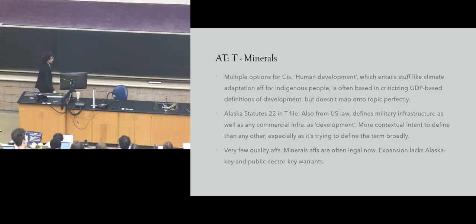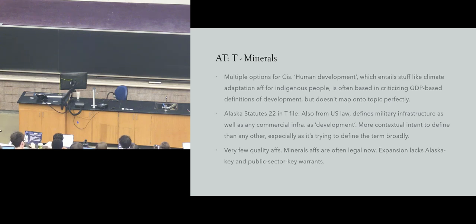Now, admittedly, the F angle on predictability is pretty good for T minerals, and it's generally what I would advise going for. There is a debatability case as well, but you have a few options for how to counter-define the term development. One option is the term human development. So in the Alaska Human Rights Report that we also look at the map for Alaska from earlier, we have the idea that development is often poorly defined.